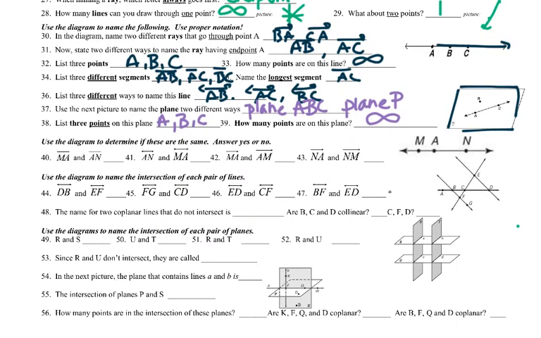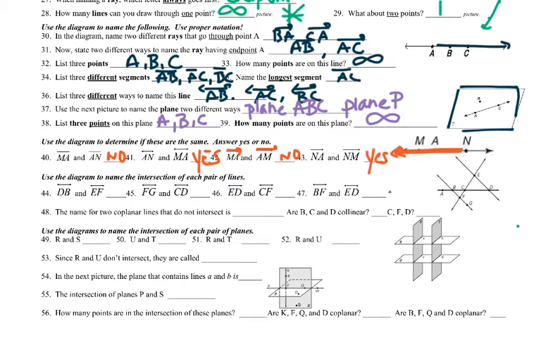Switching pictures again, are these the same segment, MA, AN? No, they're not the same. But if I said line AN, line MA, yes, those are the same. It's hard to tell these arrows here. This is ray MA, ray AM. Those are not the same. But if I say ray NA, ray NM, those are the same.